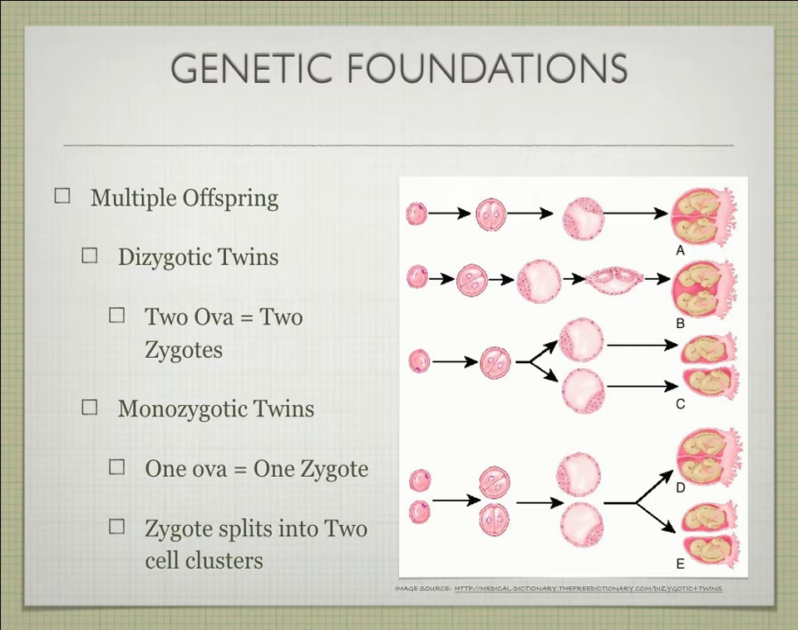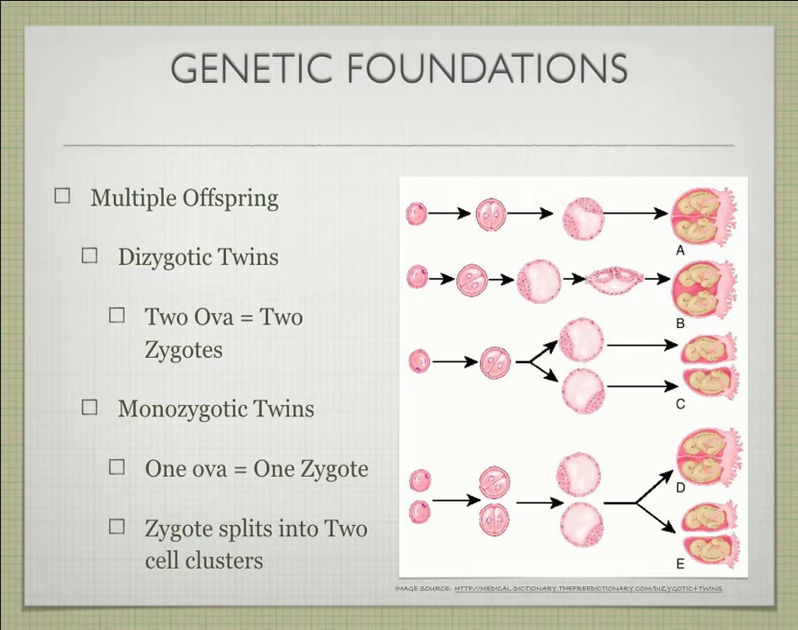Dizygotic twins are what we also refer to as fraternal twins. And they are just as genetically similar as any other sibling. So dizygotic twins are not any more genetically similar than they are to, say, their brother that's 3 years older. The genetic similarity is going to be the same because each one of those individuals was a separate egg and a separate sperm. Whereas monozygotic twins are what we refer to as identical twins. Those twins are actually genetic clones. They have the exact same genetic code at birth.